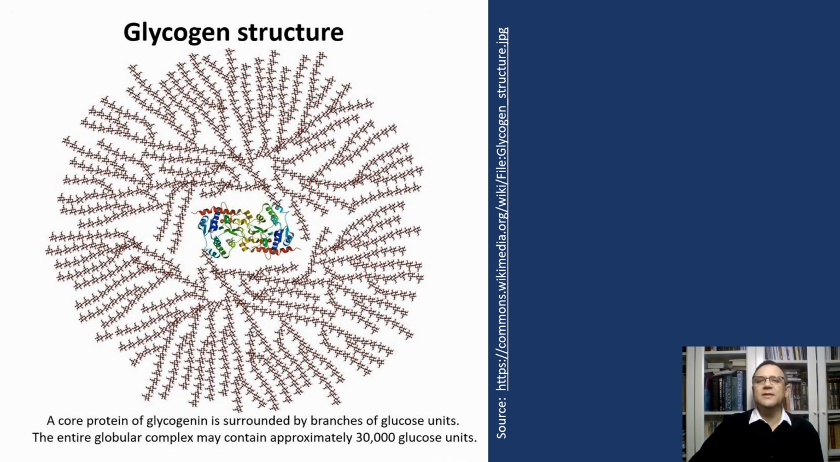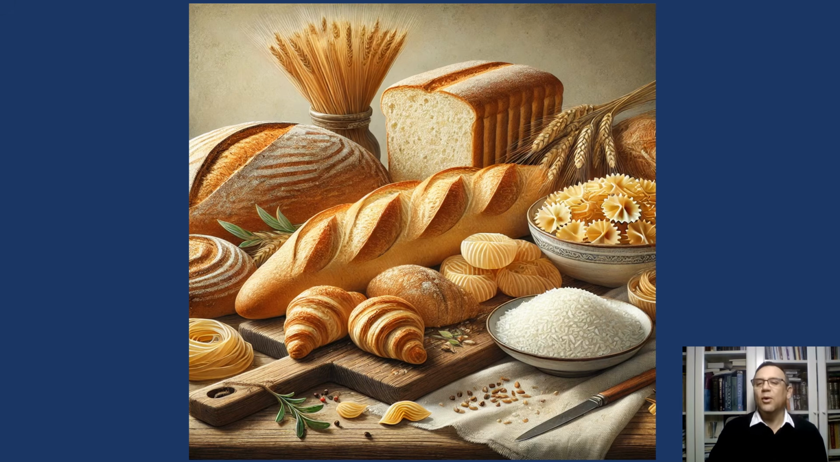Another polysaccharide that is digestible by us humans is glycogen. It is found mainly in the liver and muscles and can be broken down into glucose when energy is needed. With this, we finish with carbohydrates.